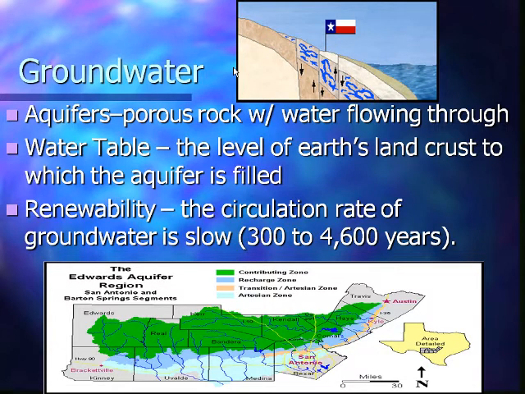Groundwater, a couple of definitions here to give you. Aquifers are porous rock, water moving through it. So that's like a holding cell for a whole bunch of fresh water. The water table is the level, what depth to which the aquifer is filled. And then the renewability is the circulation rate of the groundwater.